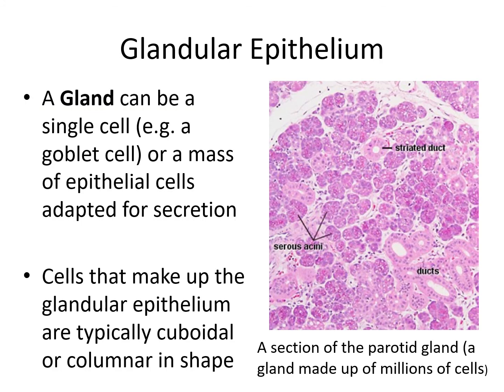Glands, both exocrine and endocrine, are modified epithelium. So epithelium that's been modified for secretion. We can have epithelial layers like the lining of the small intestine, for instance, that contain single cells that are glands. So that would be goblet cells, and they produce mucus. But we can also have very, very large glands like the parotid gland that produces saliva. And it's made up of millions of modified epithelial cells. Generally, these cells are cuboidal or columnar in shape.